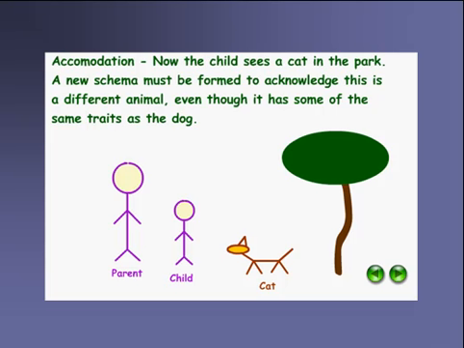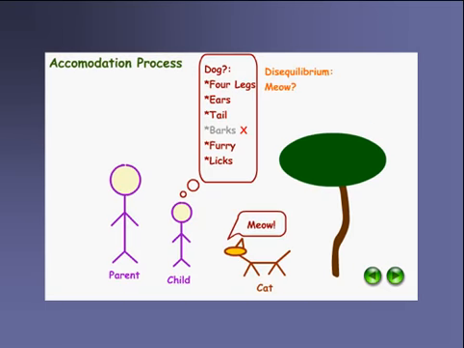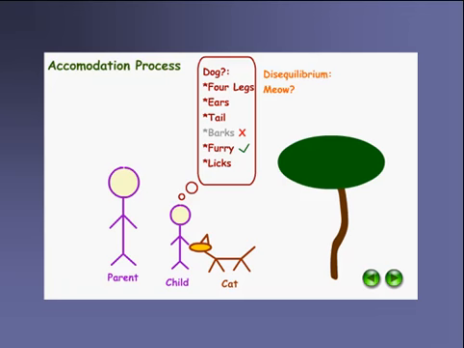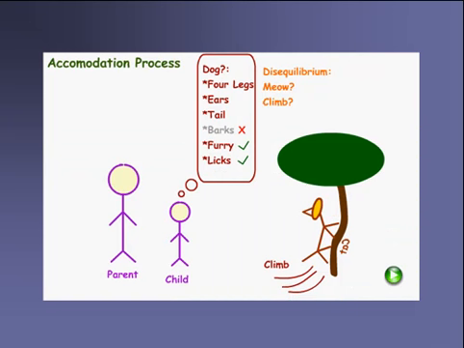Little while more passes, and now the child sees a cat in the park. He compares what he knows about dogs to this new animal. And he says, well, it doesn't bark, it made a different noise, meowed. It is furry, that's similar. Oh, it also licked him, and it also has a very big tongue, almost the size of its head. But then it went up a tree.